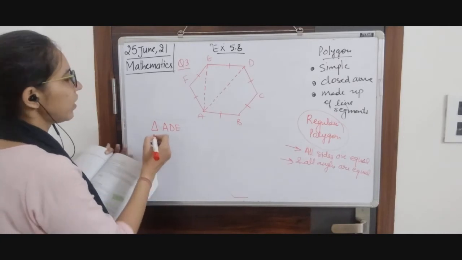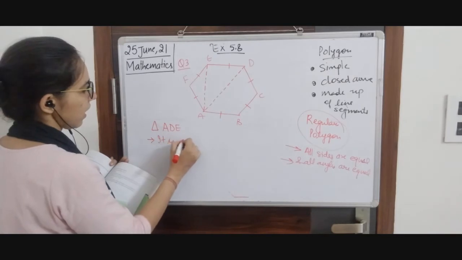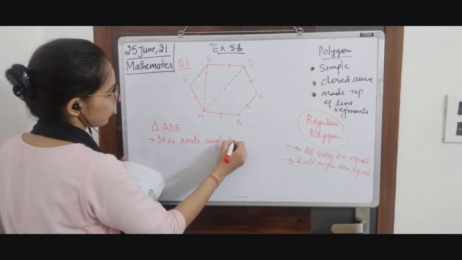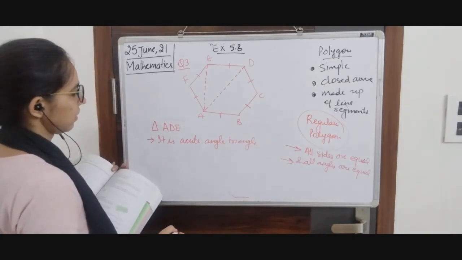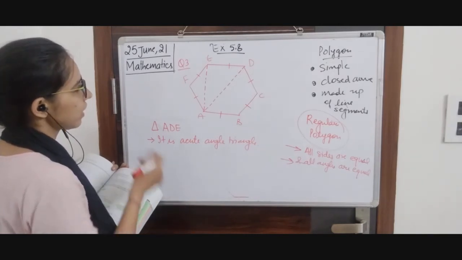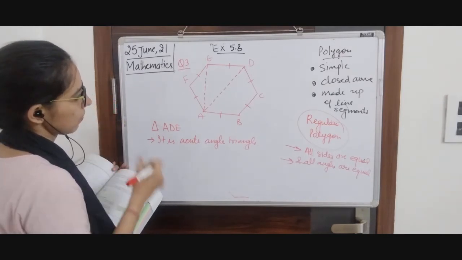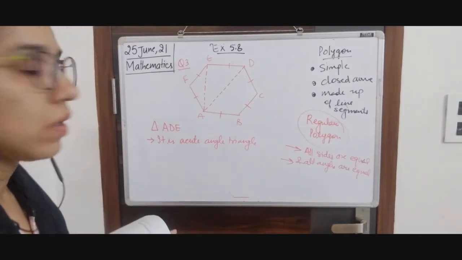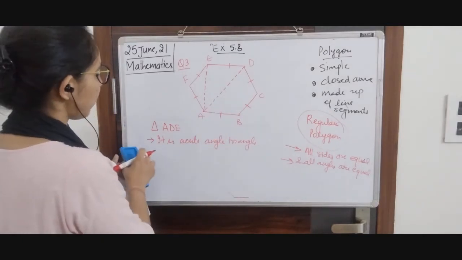So triangle ADE, what kind of triangle is that? So it is an acute angle triangle. It is clear that all angles are less than 90 degrees. Acute angle triangle ADE. You can also talk of other triangles.